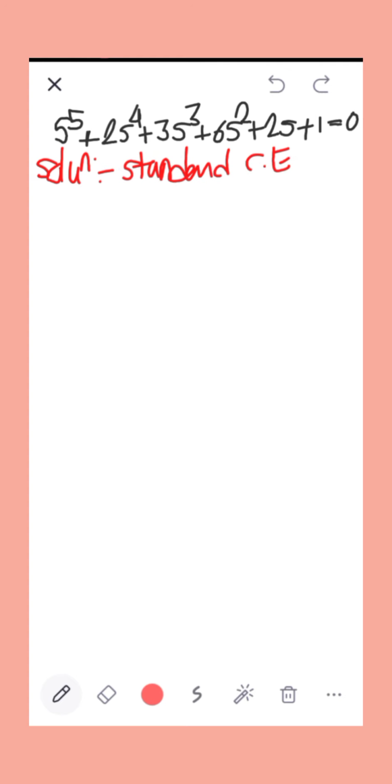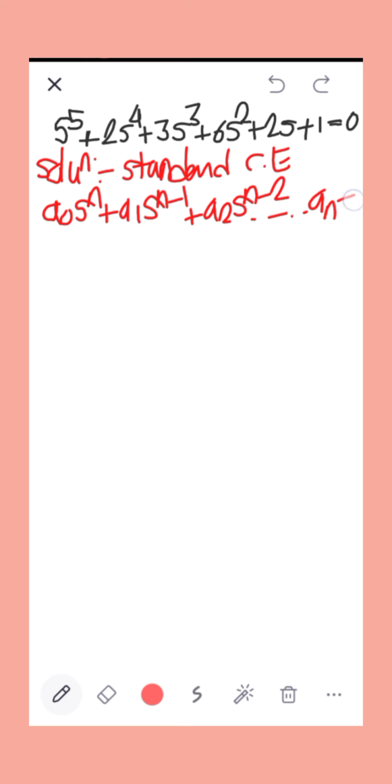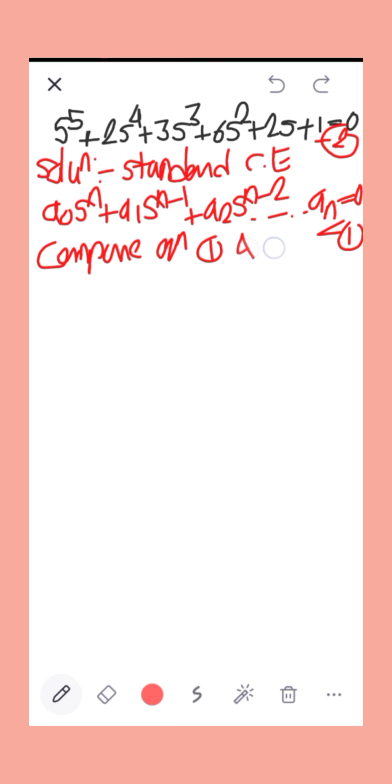The characteristic equation is a0 s to the power n plus a1 s to the power n minus 1 plus a2 s to the power n minus 2 till an equal to 0. Okay, this is equation number 1. This is equation number 2. Compare equation number 1 and 2.